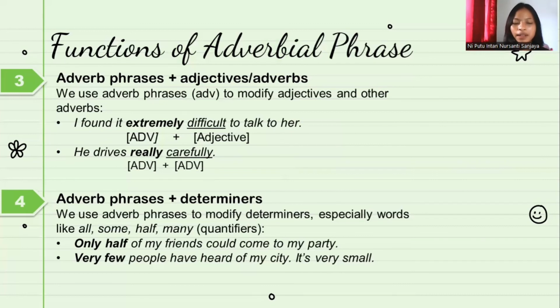Okay, the fourth one is adverb phrase plus determiner. We use adverb phrases to modify the determiner, especially words like all, some, how many, or quantifiers. For the example, you can look at my screen.